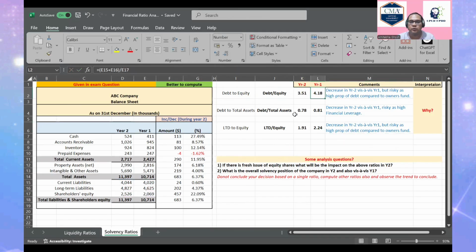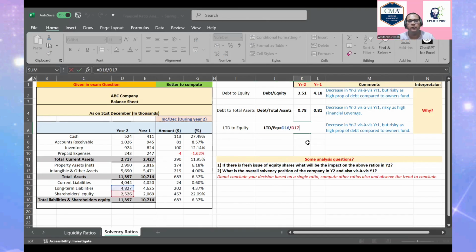If we go to debt to total assets, then how are we calculating it? Total debt divided by total assets. So again, our current liabilities plus the long term liabilities divided by total assets, right? This is again the same way we have calculated for year 1 also. Then the long term debt divided by equity, or long-term debt to equity, is a formula that is used.